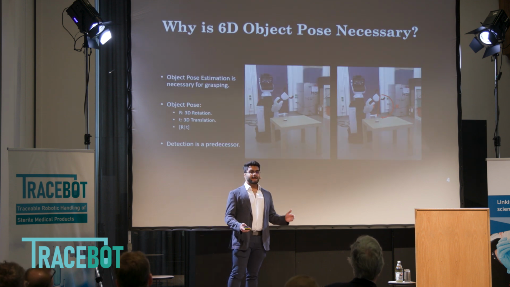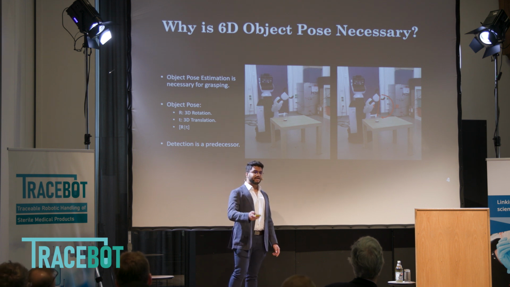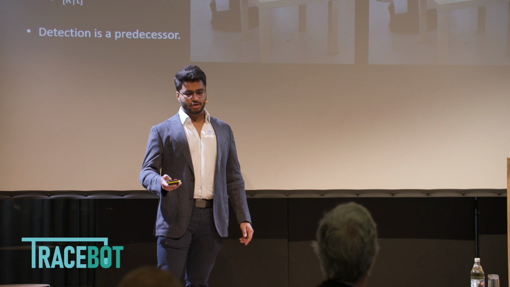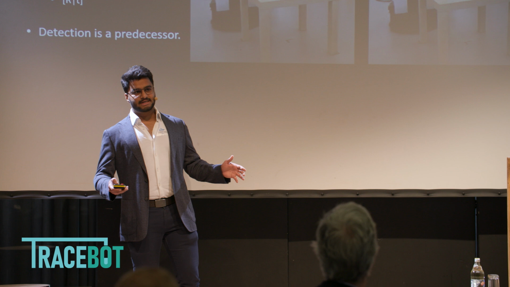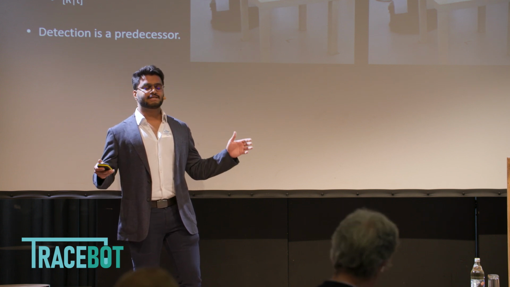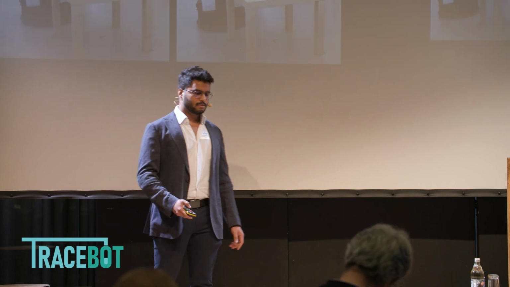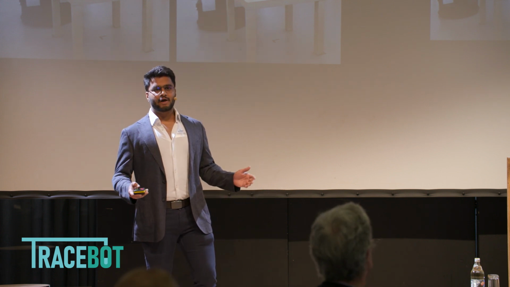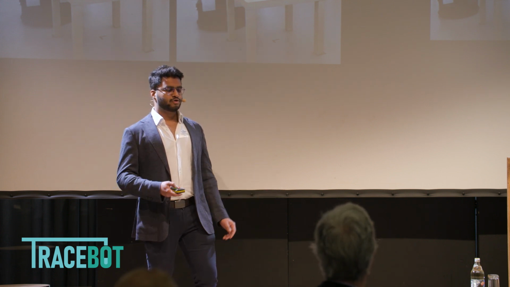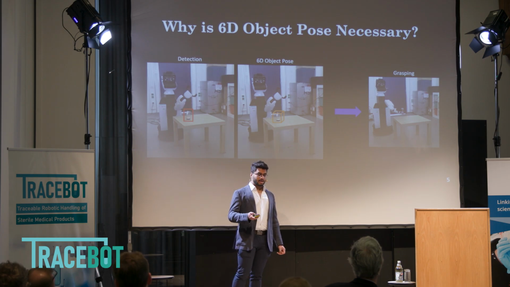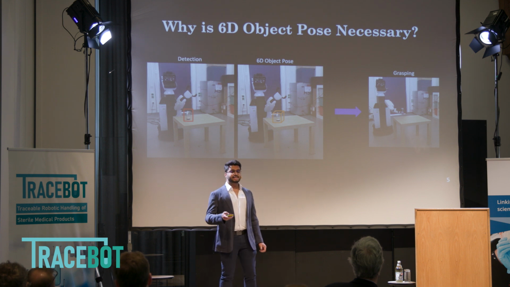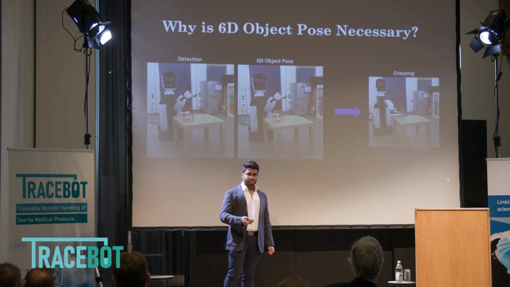Well, it appears that if a robot wants to grasp a particular object, it needs the 3D translation and the 3D rotation from its actuators to the object. And this set of 3D translation and 3D rotation is what we call the 6D pose of the object. So a typical grasping pipeline would look as follows. The robot would need to detect the transparent object in the 2D image, and then we need to do the 6D pose estimation of that object, and then finally the robot can grasp.